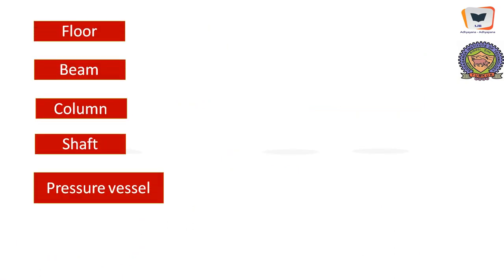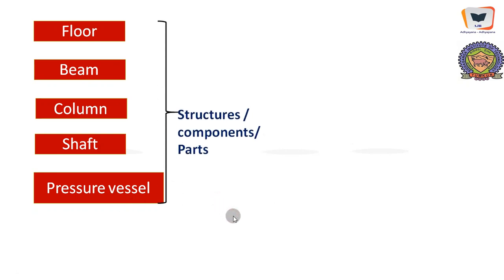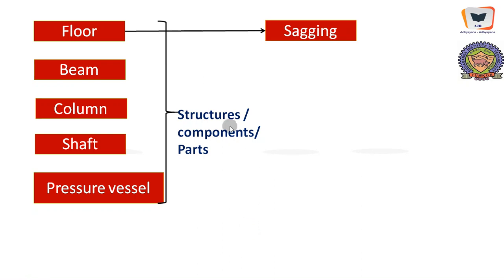Here, the floor, the beam, the column, the shaft, the pressure vessel, and many more are called structures or components or parts, and this terminology can be used interchangeably. Of course, the material out of which these components are made is rather more important than the structures themselves.